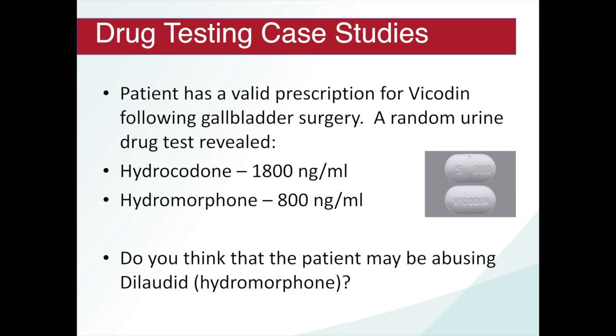So here's a case in point. Your prescription for Vicodin was given to a patient following gallbladder surgery. Then the patient underwent a random test that ended up in confirmation, and the confirmation shows that the person has hydrocodone and hydromorphone in their urine. So the question is, do you think that the patient might be abusing Dilaudid, hydromorphone, since you prescribed Vicodin, hydrocodone?